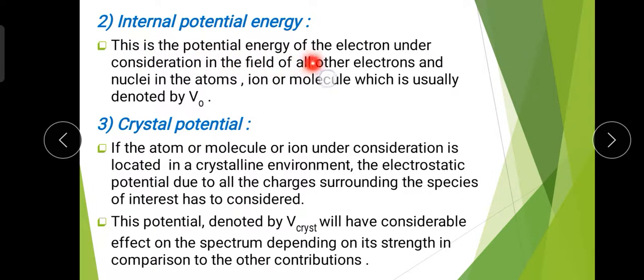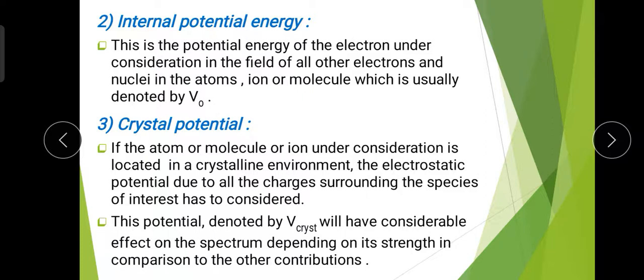This is the potential energy of the electron under consideration in the field of all other electrons and nuclei in the atoms, ions or molecule, which is usually denoted by V0. If we consider the atom, ions or molecules, they interact with the external field, then we have the internal potential energy for all those electrons which are present in the surrounding of the electron under consideration.